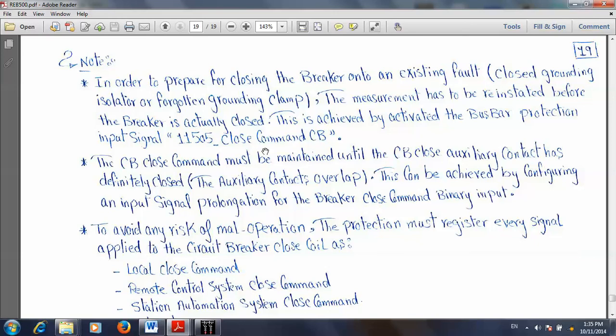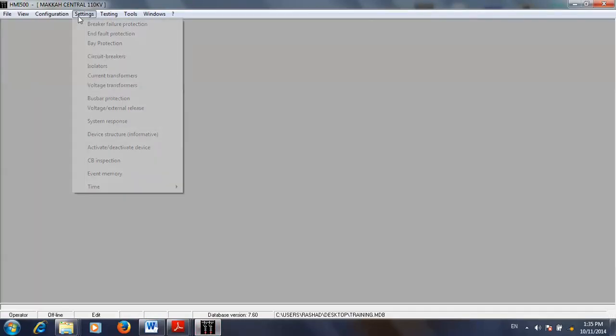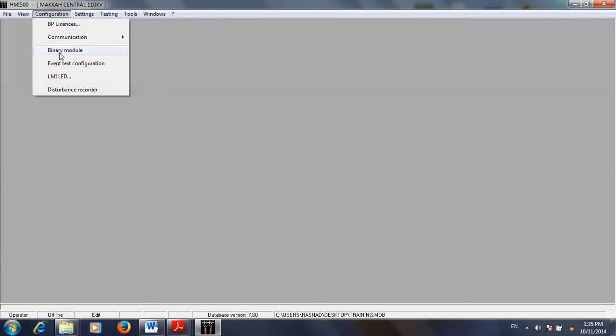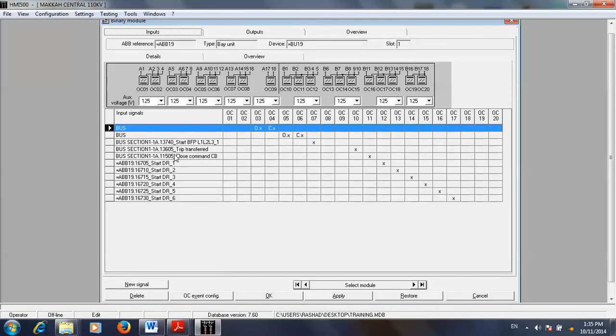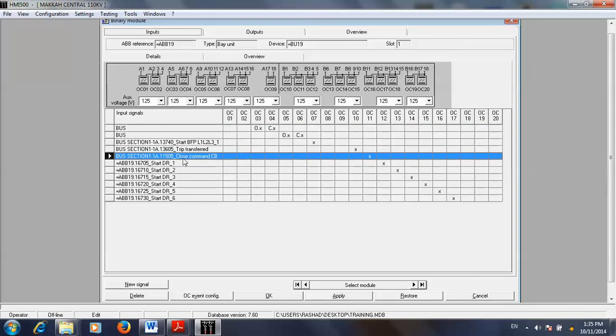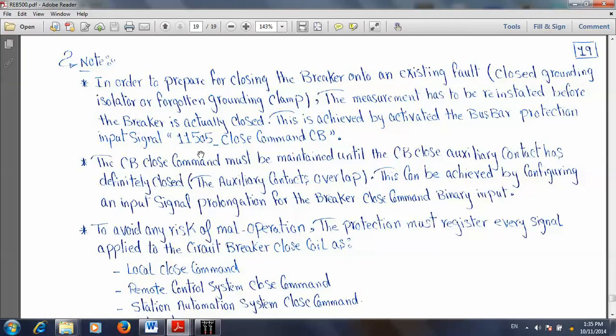the close command. So if you go here, open setting or configuration, binary module, where is the bus section and bus coupler? It's already here. If you open the bus section, you will find here circuit breaker close command, and here the address for the signal. And at the same time, the circuit breaker close command must be maintained until the circuit breaker close auxiliary contacts have definitely closed, because once the circuit breaker auxiliary contact reports it's closed, the CT measurement will be included again, reinstated in the measuring system.